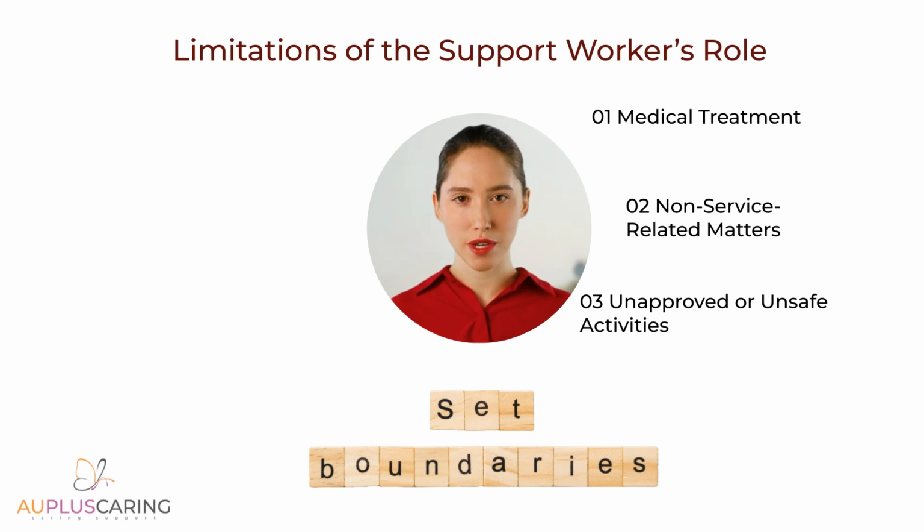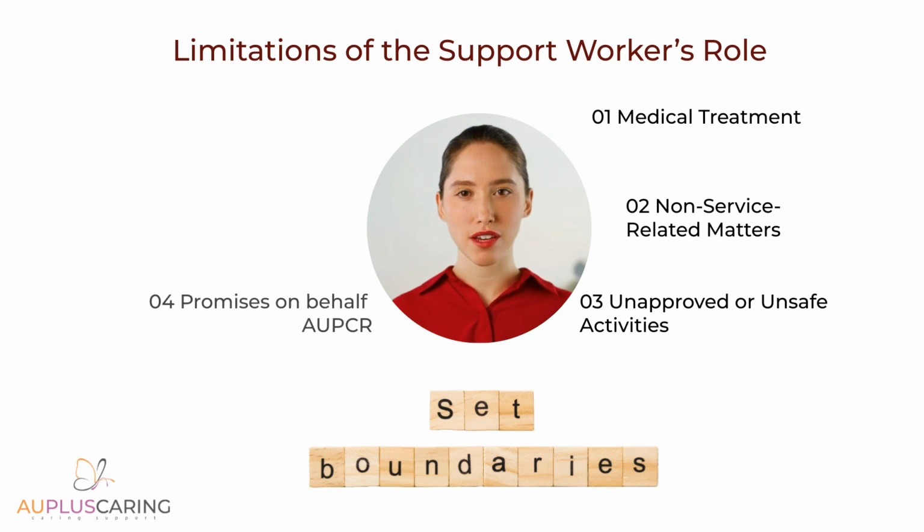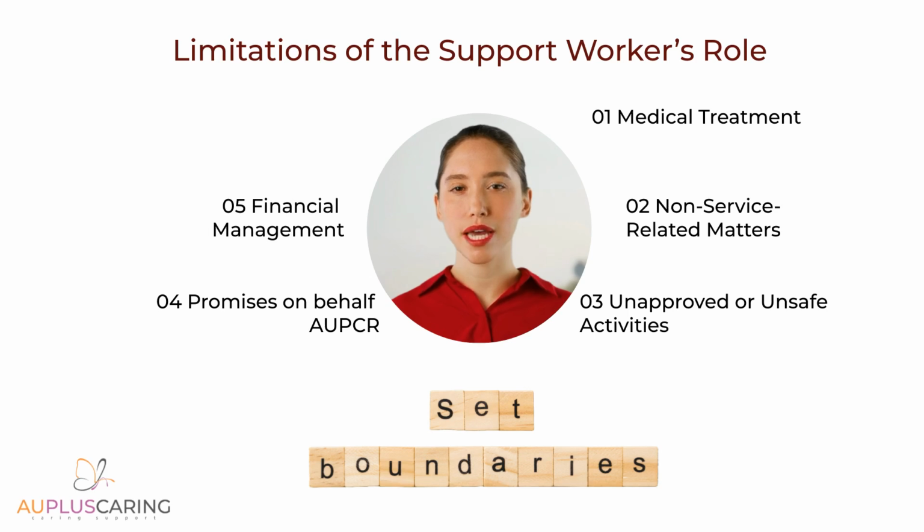That means not taking on personal favors, not joining in high-risk activities that haven't been approved, and never doing anything that could put you or the participant at risk. If you're ever unsure whether something is appropriate, always check with AU Plus Caring Services Management before proceeding. Fourth, never make promises or commitments on behalf of AU Plus Caring or yourself when it's beyond your role. Always refer these requests to the appropriate person. Fifth, you should not manage the participant's money, banking, or financial decisions. And finally, sixth, you must not provide support beyond the agreed-upon hours unless approved by AU Plus Caring Services.